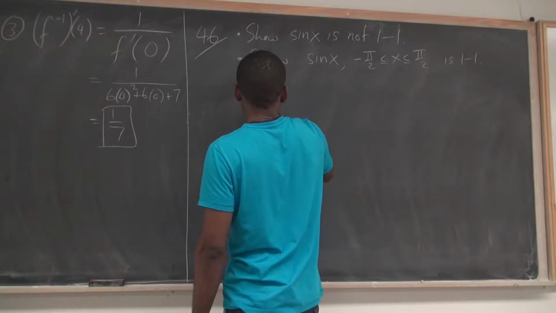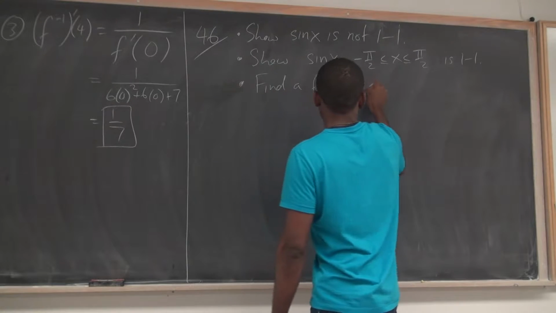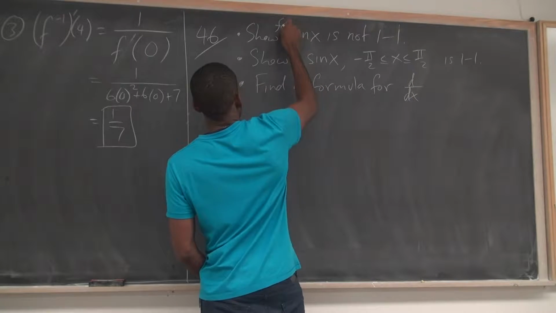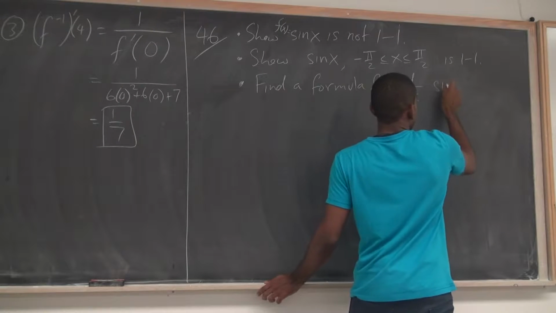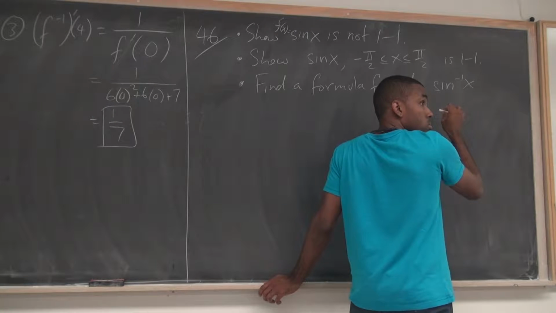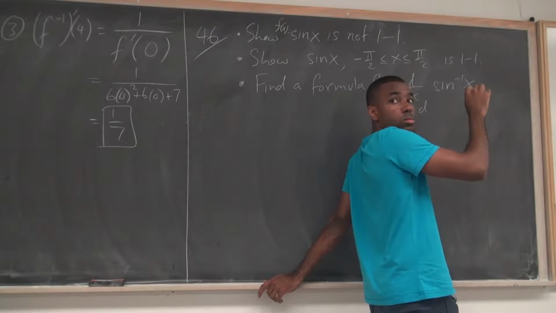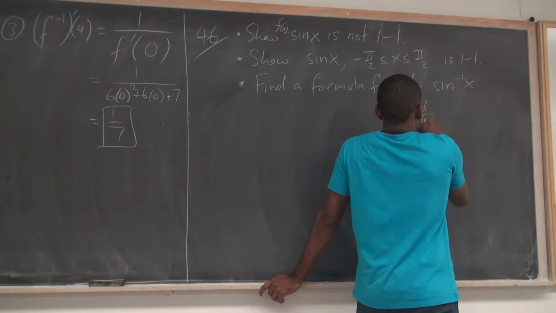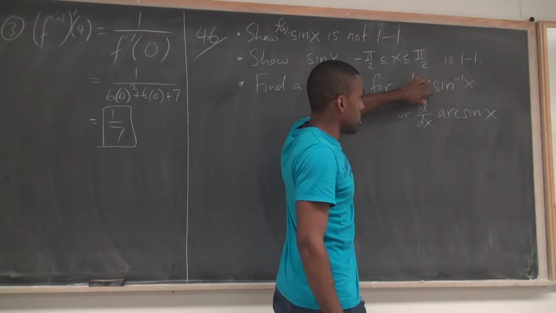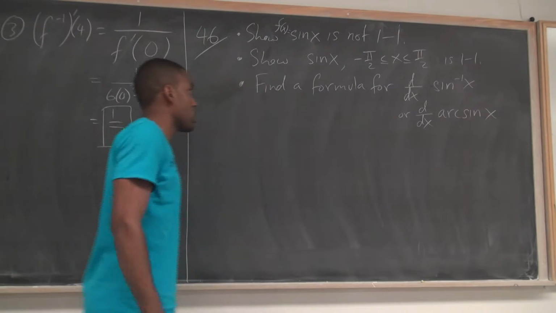And then the third part was to find a formula for the derivative of the inverse function. So they said this was f of x, and they asked for the derivative basically of sine inverse of x, so d/dx of arc sine x. There's alternate notation for the same thing, right? Sine inverse and arc sine. They're the same thing. So if you see one versus the other.